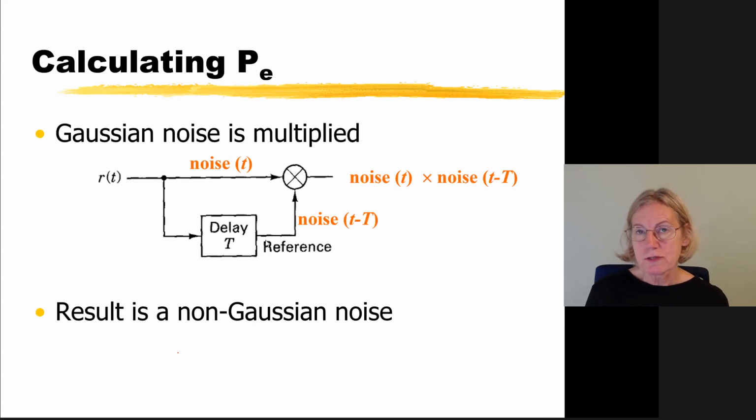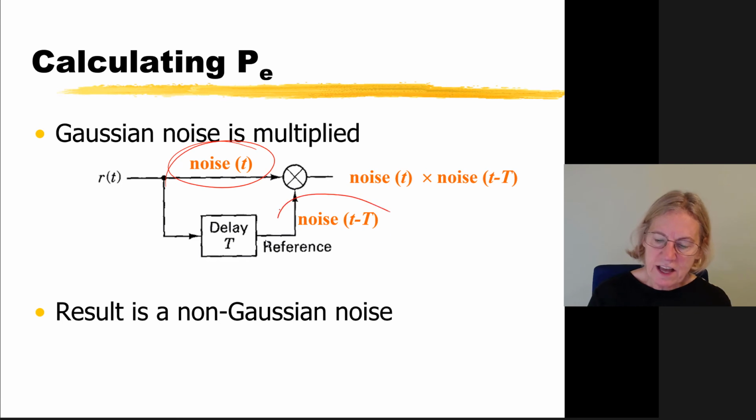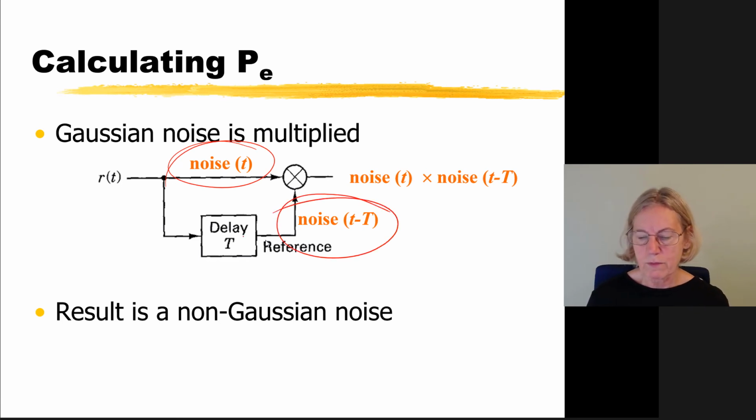So now we get into the tricky part. So we have a nice, easy receiver, but I'd love to know, what's the performance of this receiver? And what makes it complicated is the noise calculation. The noise statistics are difficult because think of what's going on here. I have one noise here in the input to the correlation, and I have another version of noise at the input, which is delayed. Of course, they're uncorrelated. However, I take this and I multiply them. So I have noise of t multiplied by the noise of t minus capital T.